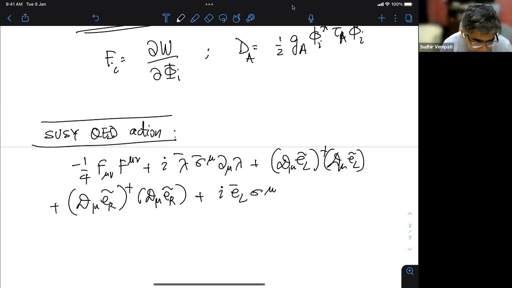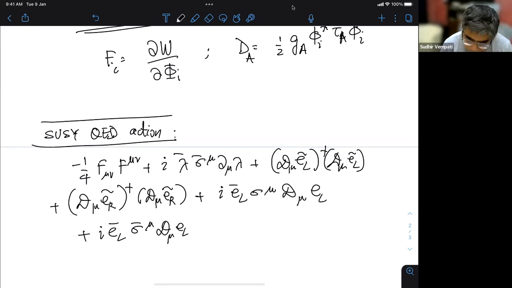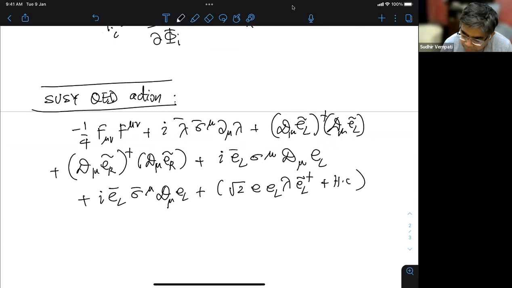Then we have the fermion kinetic term, del mu E_L plus i E_L bar sigma bar mu del mu E_L, and the terms with lambda and E_L tilde dagger, plus HC. So these are the Yukawa couplings, which we talked about last time. And the same thing also happens for the right-handed sector.